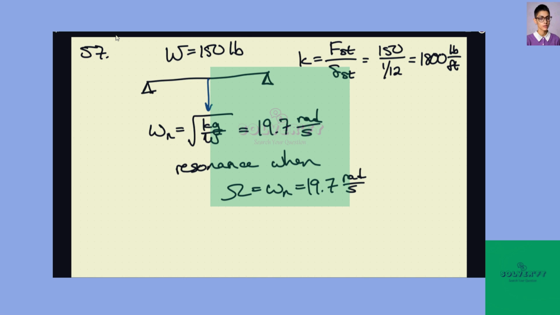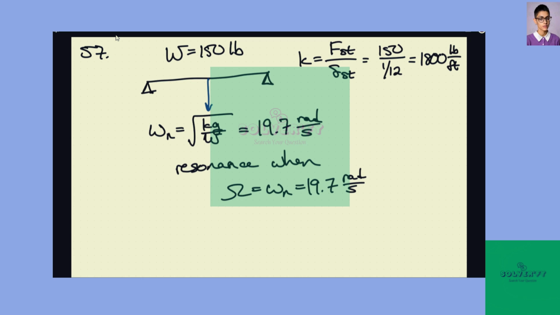So the static deflection is the weight of the motor, 150 pounds, divided by the spring constant. The spring constant is the weight of the motor divided by the static deflection. In this case we were told the static deflection was 1 inch, so 1 over 12 feet. So we get a spring constant of 1,800 pounds per foot.